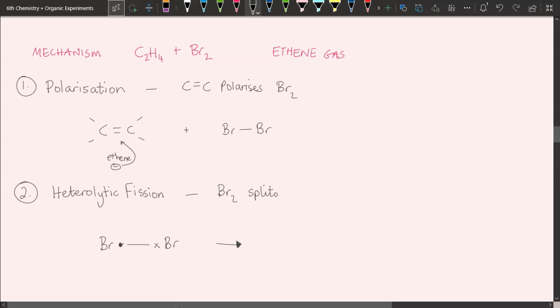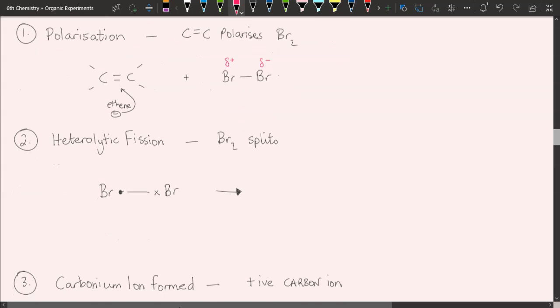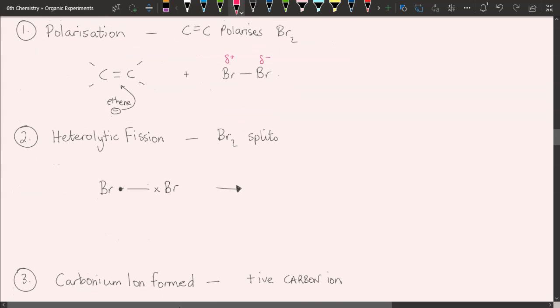So there is a lot of negative charge inside here in this double bond. And because of that high negative charge, it causes the Br2 molecule to become polarized. So one side of the Br2 molecule becomes slightly positive and one side becomes slightly negative. That's essentially it for the first step. The second step, there's a little bit more in it. We've got heterolytic fission. And this is where the Br2 splits. And the reason why the Br2 molecule splits is because the polarization becomes so great. The polarization increases.